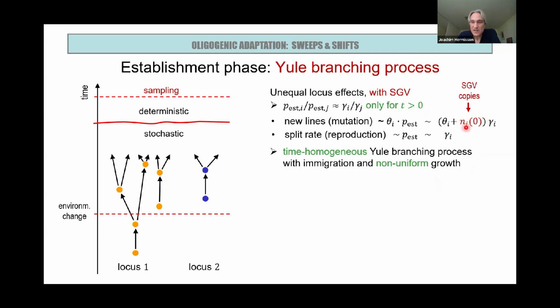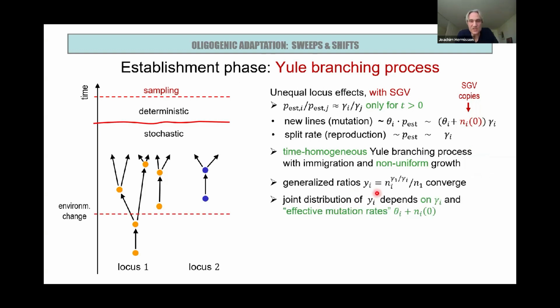How are these numbers of copies here chosen? Now, this depends, of course, on the model assumptions you want to have for the prior to the environmental change. Is this adaptation from mutation-selection-drift balance? Then this N_i(0) should be picked from a distribution. Or maybe you start with some fixed admixture proportion. You could also do that, and then this is maybe just a fixed number here.